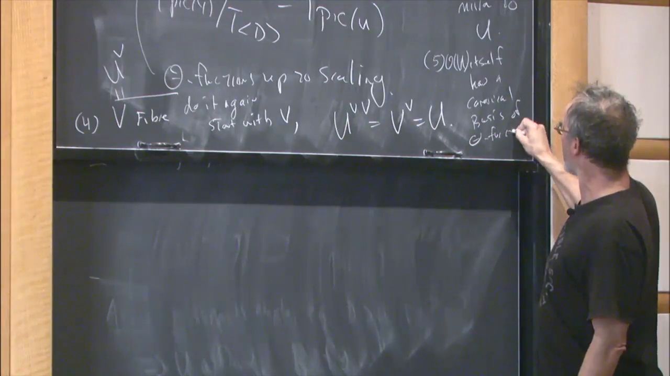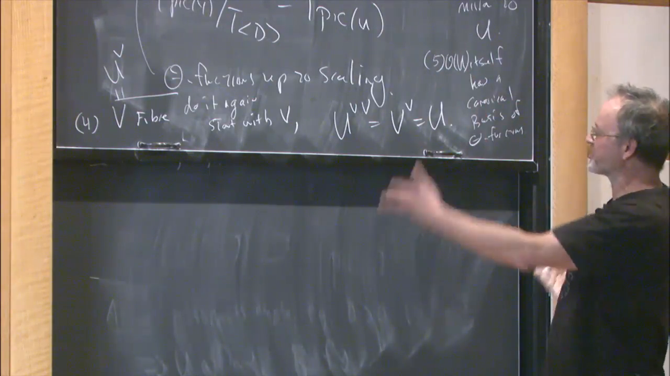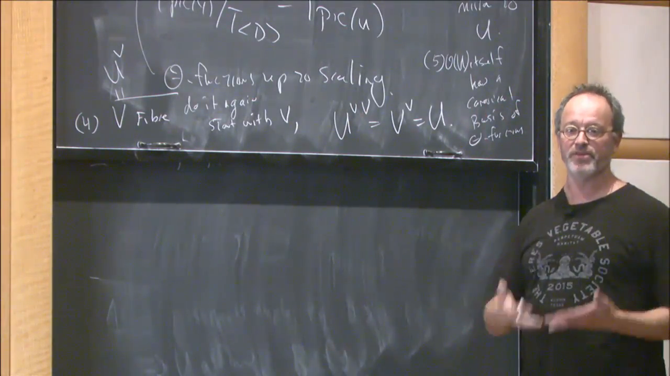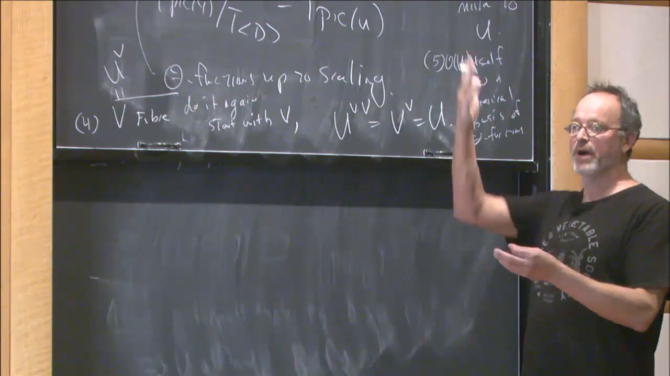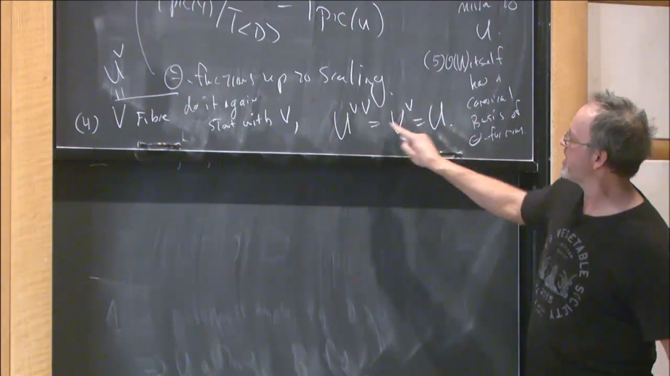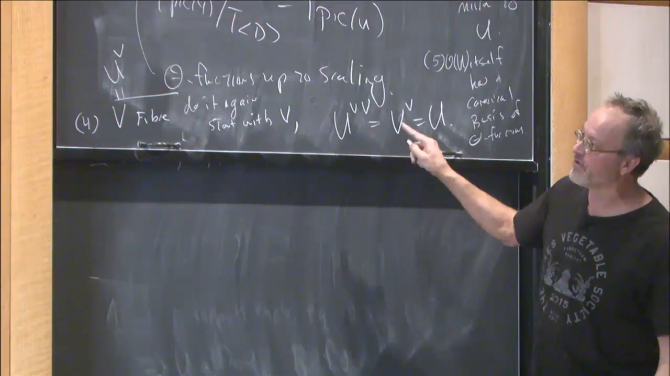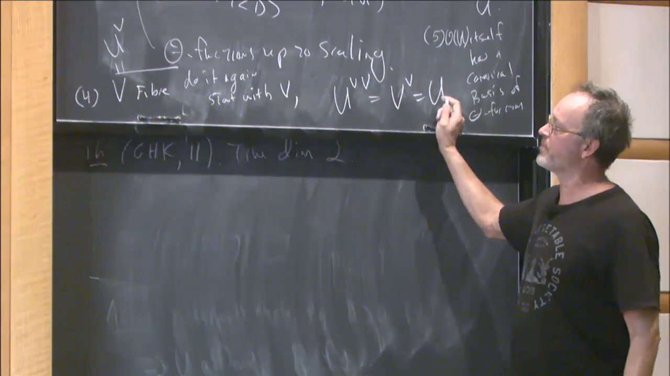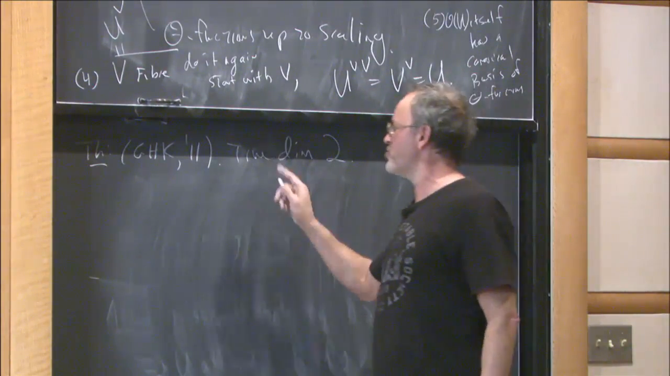And more than that, the structure constants are given by counting rational curves on the mirror. So I completely recover U by this formula. So the point is, this applies to everybody. So we get everybody this way. Okay, so the theorem is true in dimension 2.